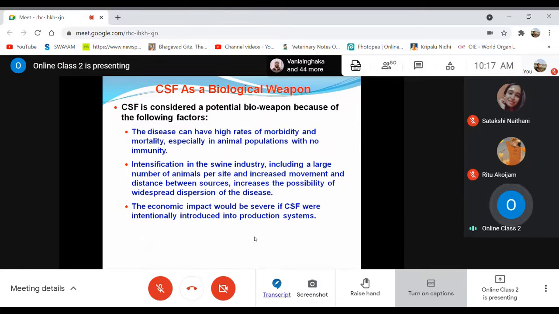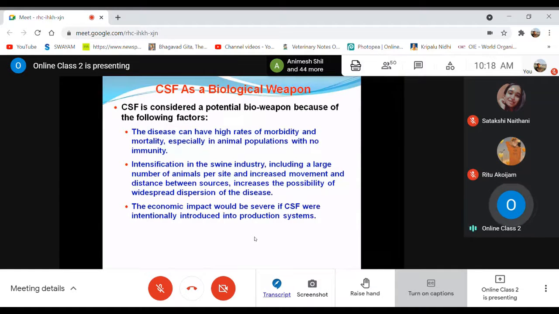Okay, then the second point is intensification in the swine industry, including a large number of animals per site and increased movement and distance between the sources, which increase the possibility of widespread dispersion of the disease. That means it is a highly contagious disease. Whenever it is introduced in a country or the swine industry, the population may be killed because of the rapid spreading of this disease within the population.